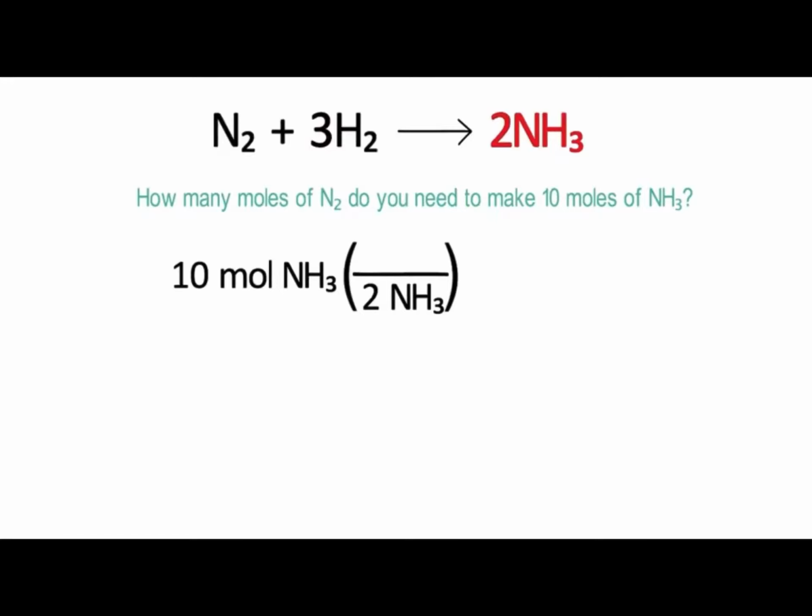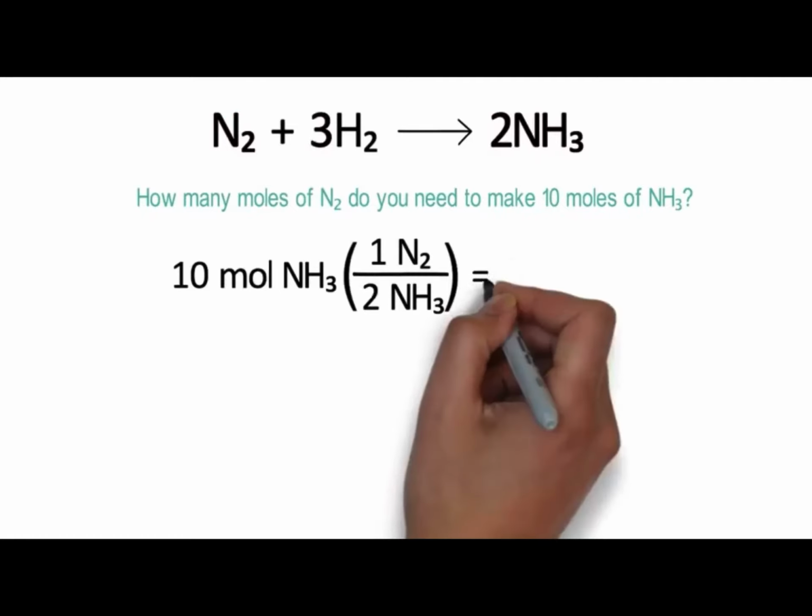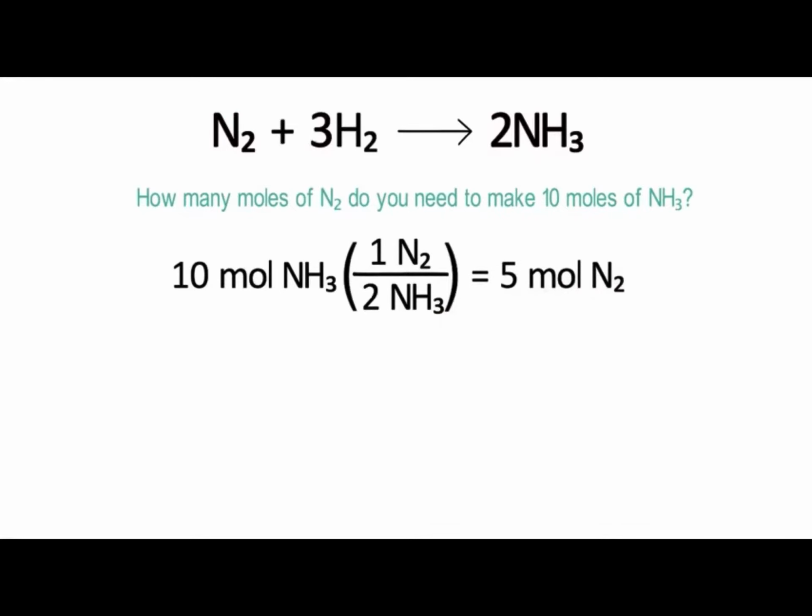Because we are solving for nitrogen, we put 1 N2 on the top. That 1 N2 also comes from the balanced reaction. Remember, if no number is written in front of a chemical, that means the coefficient is 1. Last of all, do the fraction multiplication. 10 times a half is equal to 5. As for the units, notice that the ammonia we started with cancels out with the ammonia on the bottom of the fraction, and we are left with moles of nitrogen, which is exactly what we want.